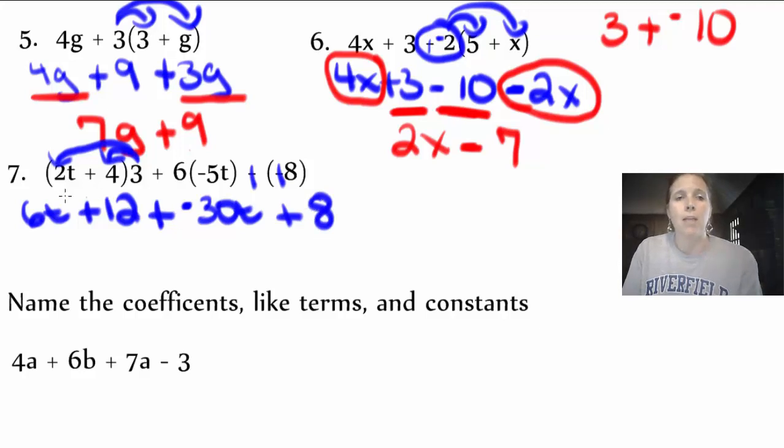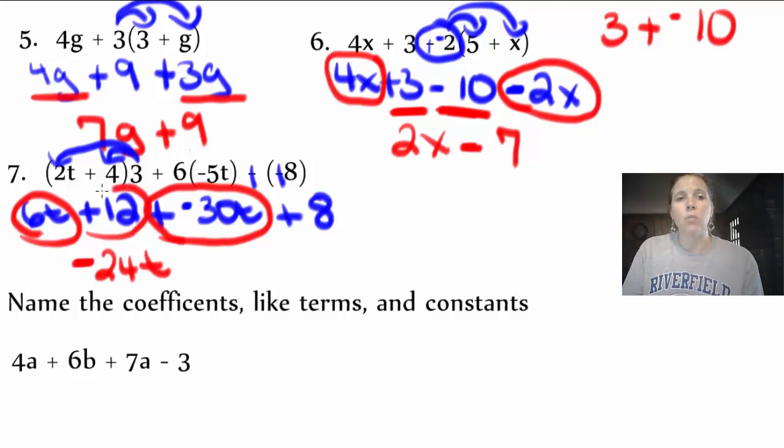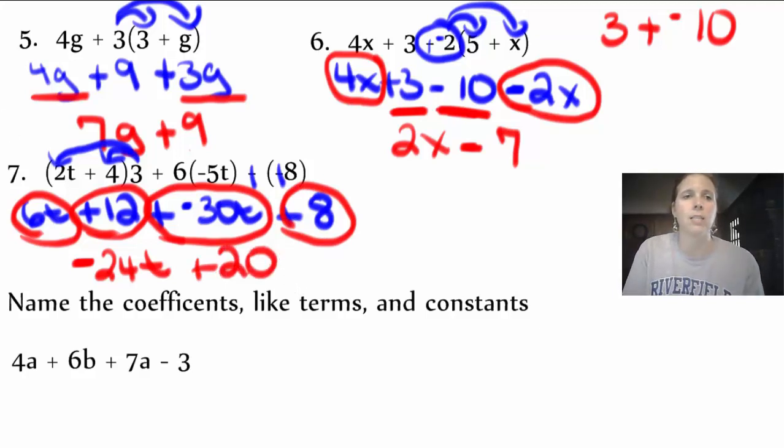Okay, as we look, let's change to a red here. Let's look at our like terms. 6t plus a negative 30t or 6t minus 30t, however you want to think about it. Our signs are different, so we subtract and take the sign of the larger number. So we know it's going to be negative, and 30 minus 6 is going to give us 24t, and then we have 12 plus 8, so plus 20. That's a pretty hard one. That has a lot of steps.